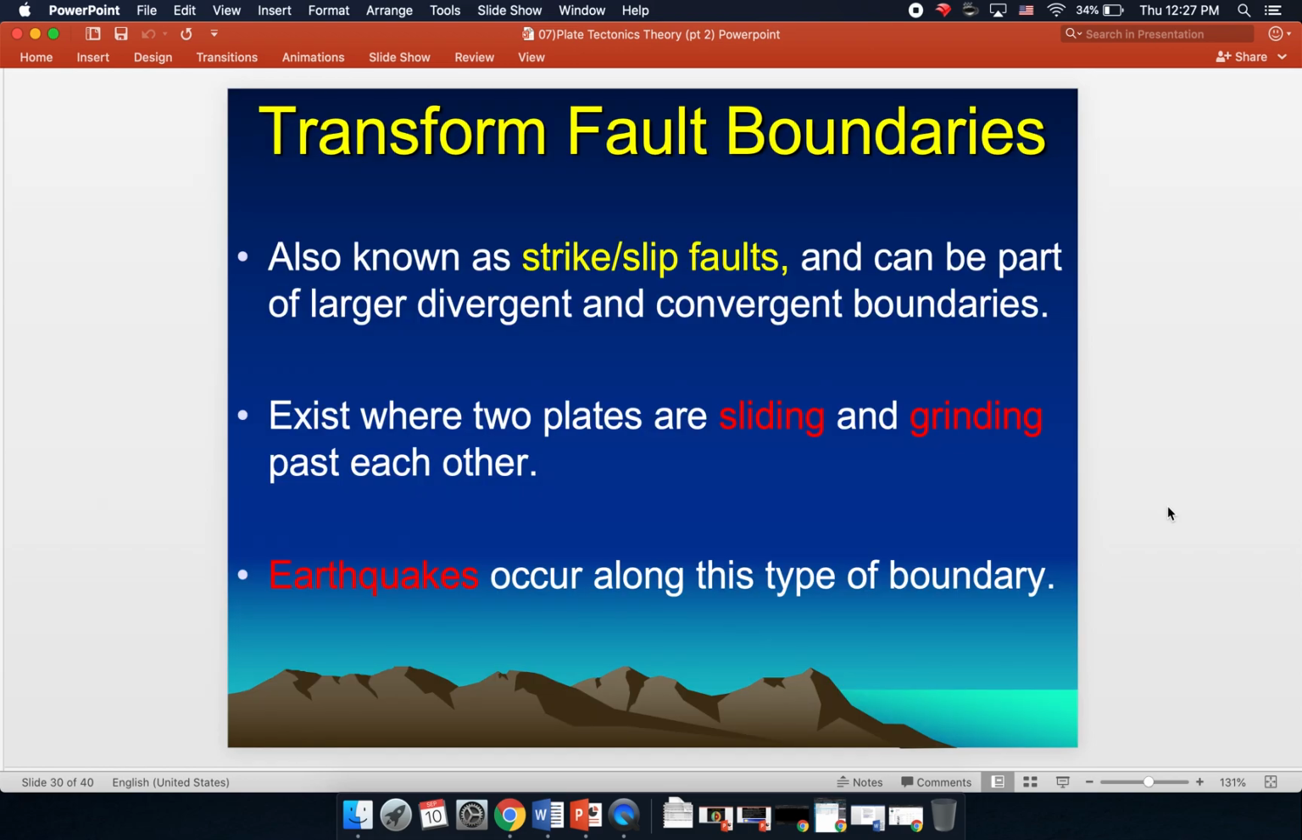Now let's talk about transform fault boundaries. These are also referred to as strike-slip faults sometimes, and they can be part of larger divergent or convergent boundaries. Transform fault boundaries exist where two plates are sliding and grinding past each other. You don't have any kind of volcanic activity with this type of boundary, but these are known for earthquakes.